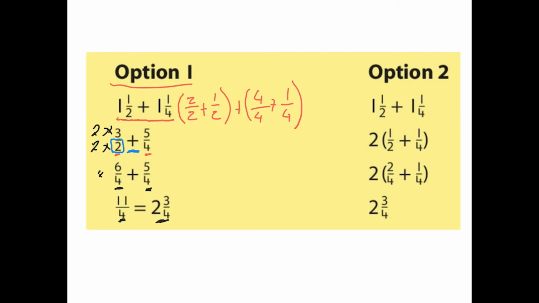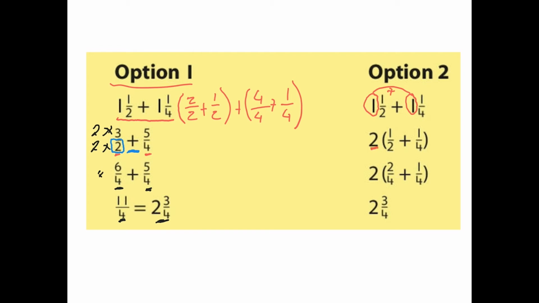All right, so that's option one. I don't mind option one. Option one is perfectly fine, but if I'm doing it myself, I use option two. Okay, so we'll look at that now. So option two, what we do instead is we add our whole numbers. So we add this one here to this one here. Okay, so we add those, and that gives us our 2 down here.